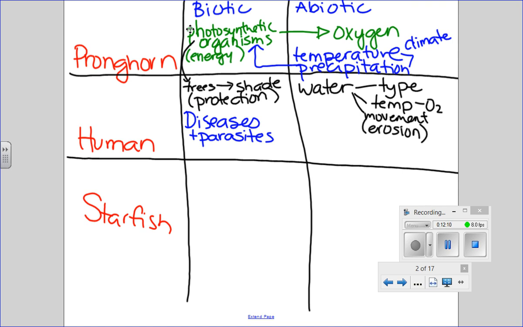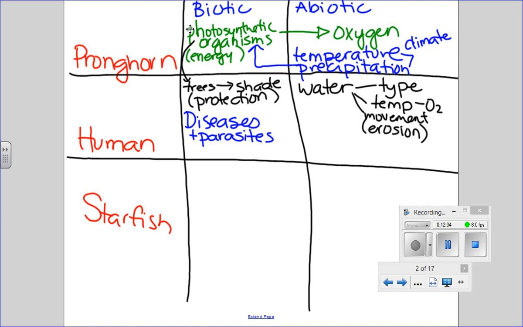So if you think about parasites for humans, it's usually small organisms that are insect-like in nature, ticks and things like that. Lice would be one. Dogs can get heartworm. Dogs can get fleas. Those would all be examples of parasites. So those things would be negative in the biotic category.